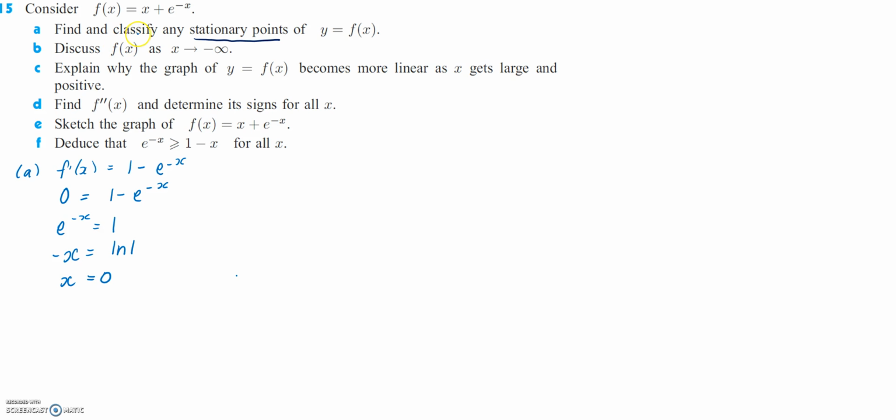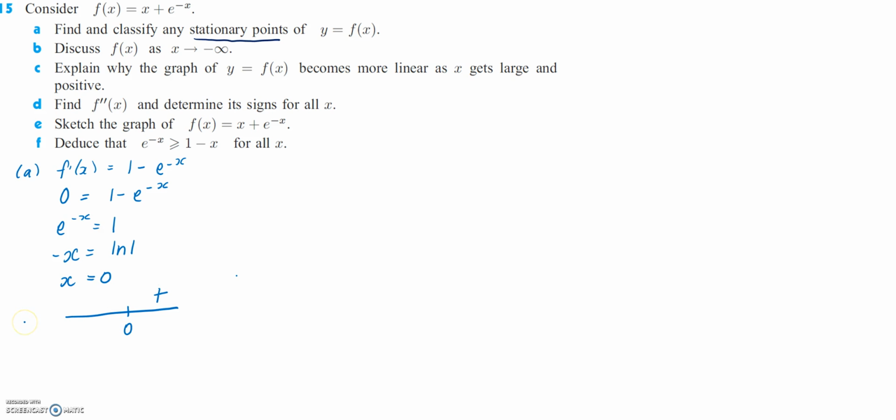Now we want to classify it, so that means you have to draw a sign diagram. You can't just leave it as that. So we go 0, we pick a value this side of 0 and substitute it into the derivative. So if we go 10, remember e to the anything is going to be positive, but we'll use our calculator, just doing that off screen. So 1 minus e to the minus 10 is 0.999, but that is still positive.